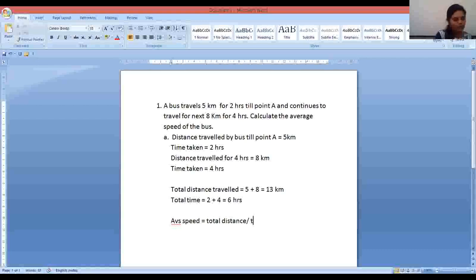upon total time. Okay, so here, what's the total distance? 30 divided by 6. So what is the answer that I get at the end? I will get the answer as 2.16 kilometer per hour. Okay, so that's the average speed that the bus is traveling. Clear?